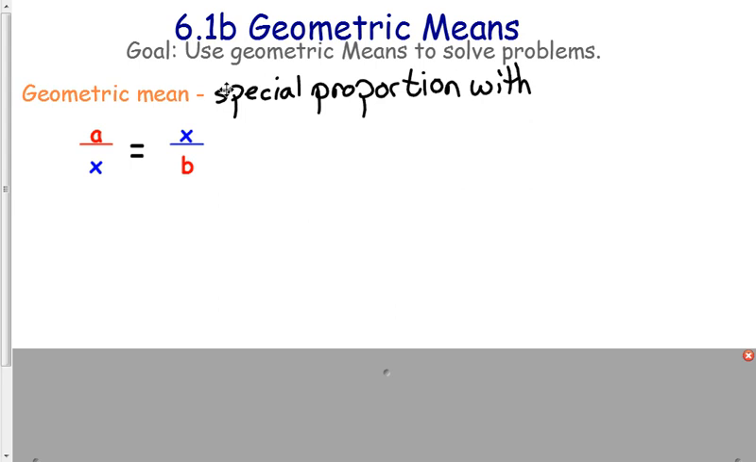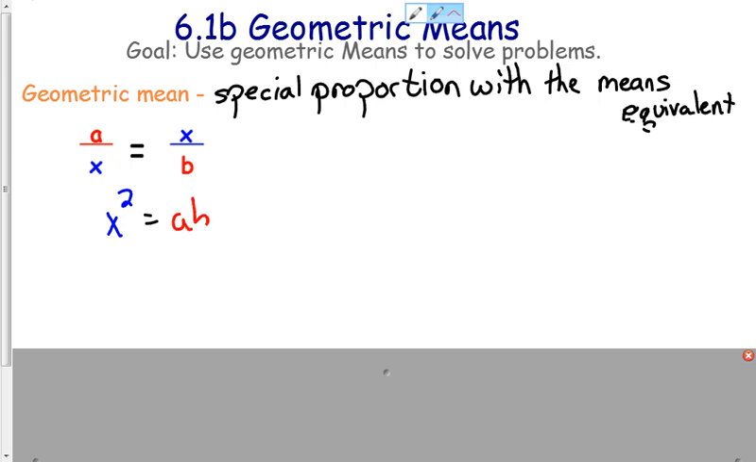So this is a special proportion, with the means equivalent. And again, the means are the x's. And when we go about solving this, you're going to multiply and you get that x squared equals the product of AB.